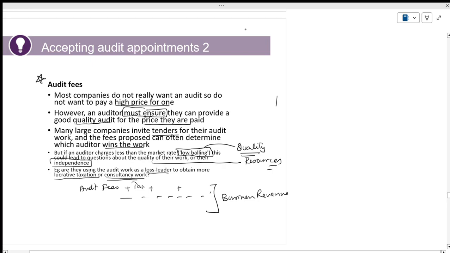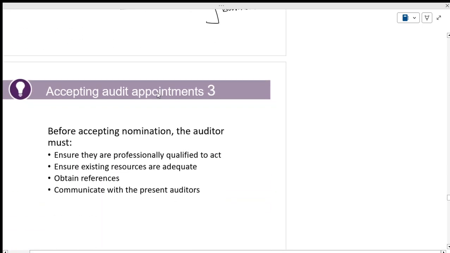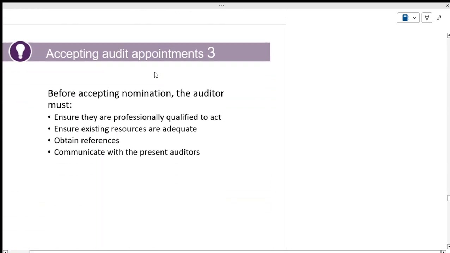Then these are the things you have to be very careful. Is it okay? Is it okay? Yes, Mr.